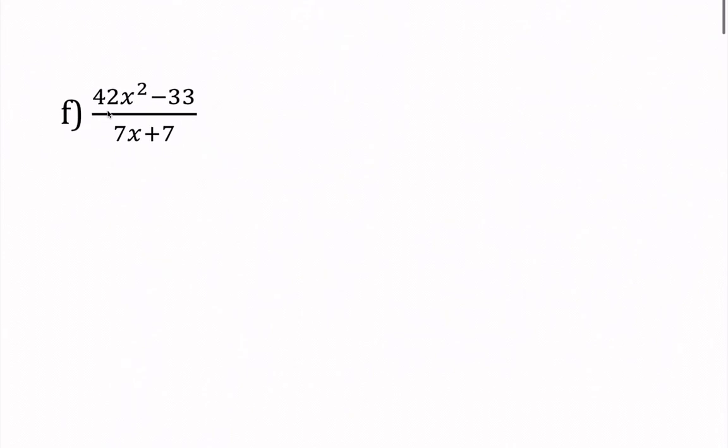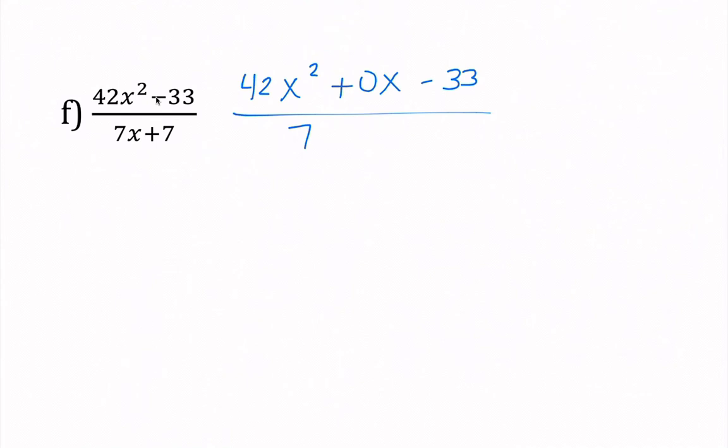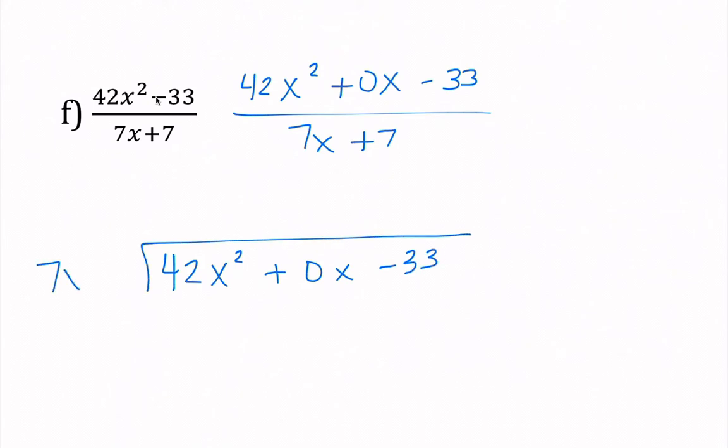Okay, last one. Notice that this one is a weird one because my x's are missing, so I'm going to have to rewrite it with 0 x's. So that's the same thing as saying 42x squared plus 0x minus 33 divided by 7x plus 7. All right, so I'm going to set this up nice and neat. So I need to figure out how many times 7x will go into 42x squared. To figure that out, I take this guy of 42x squared, and I divide by the guy out front, which is 7x.